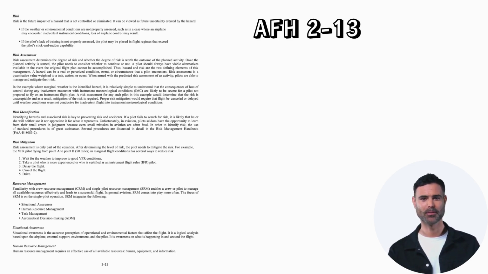For example, the VFR pilot flying from point A to point B, 50 miles in marginal flight conditions, has several ways to reduce risk. 1. Wait for the weather to improve to good VFR conditions. 2. Take a pilot who is more experienced or who is certified as an Instrument Flight Rules, IFR, pilot. 3. Delay the flight. 4. Cancel the flight. 5. Drive.